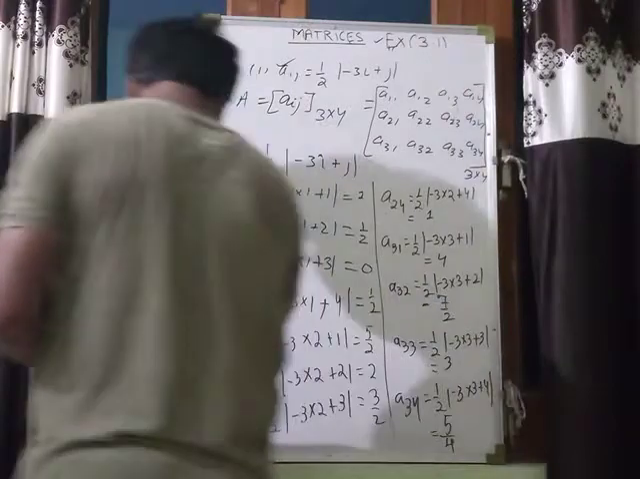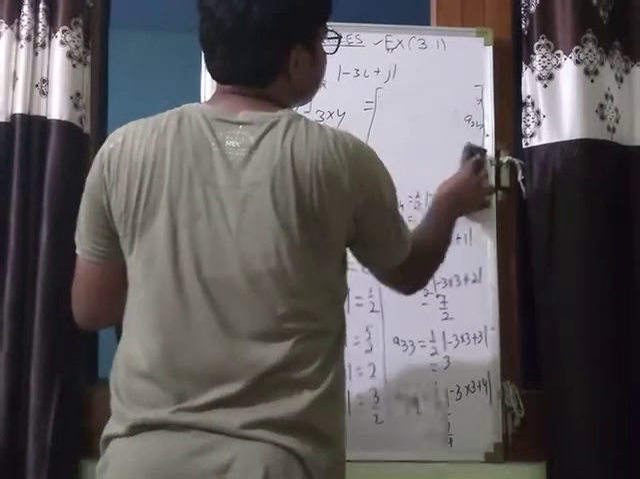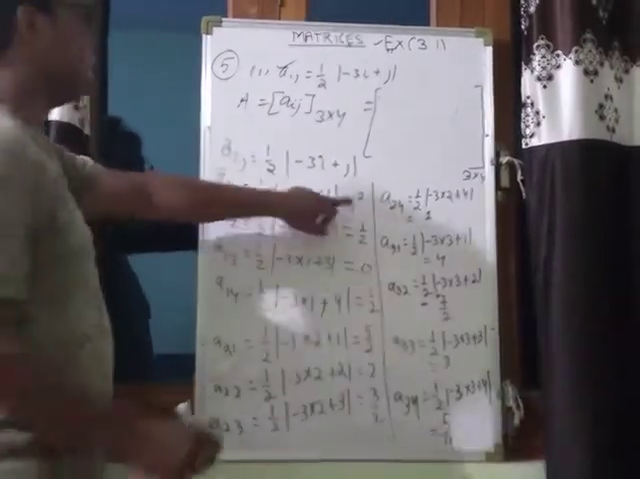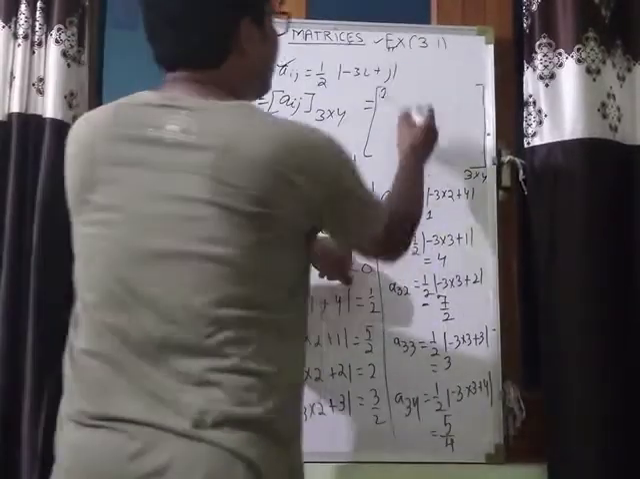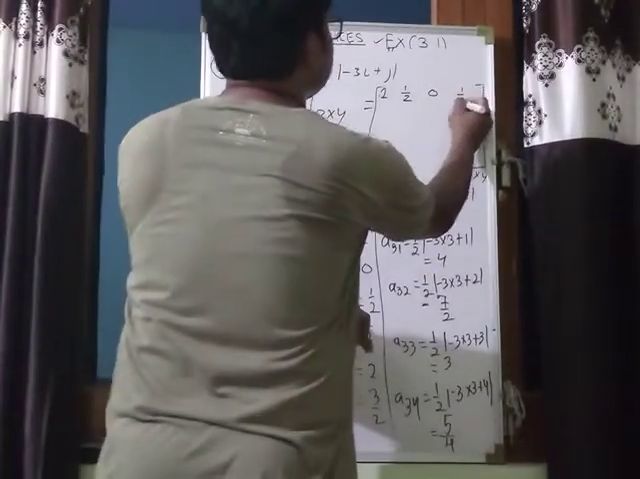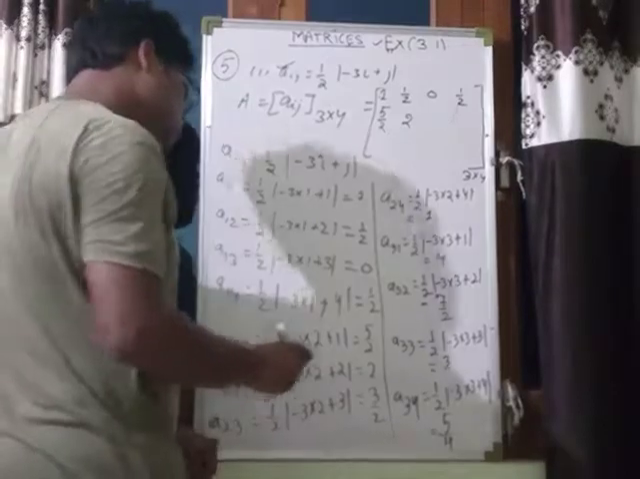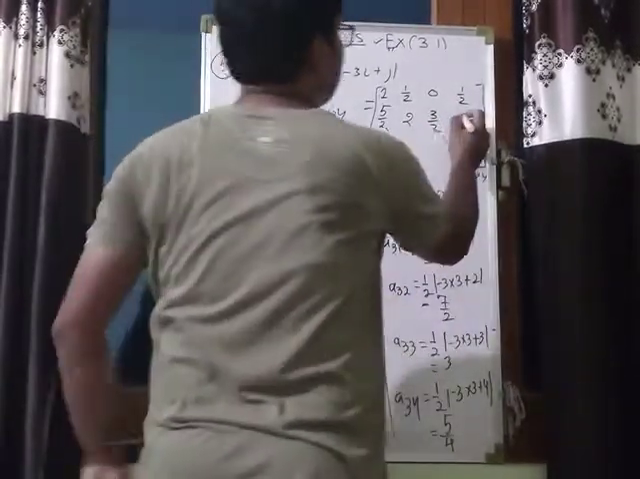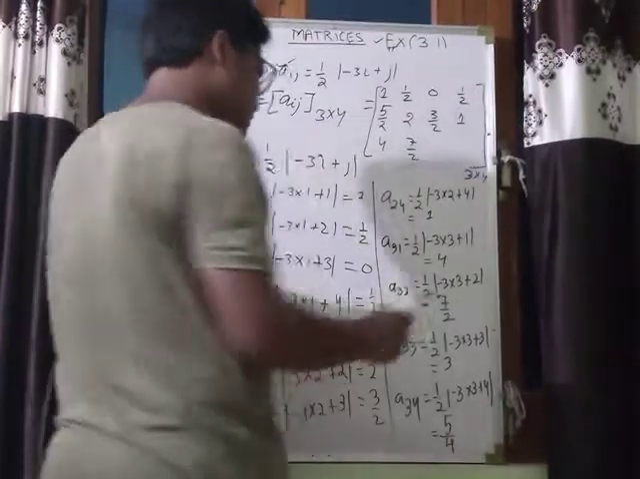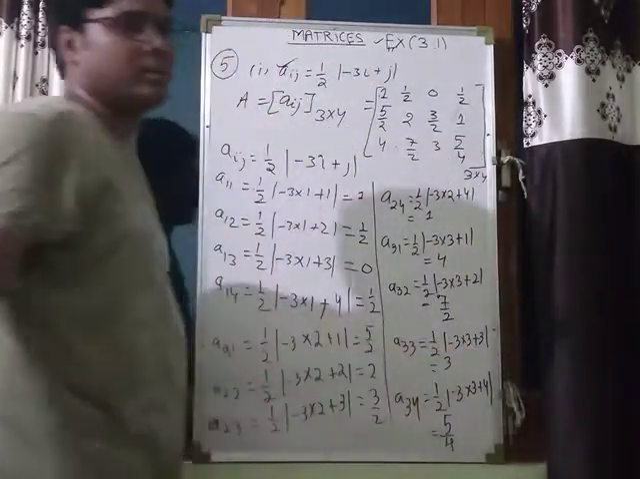Now replace these entries by this one. Our required matrix will be: a11 is 1, a12 is 1 by 2, a13 is 0, a14 is 1 by 2, a21 is 5 by 2, a22 is 2, a23 is 3 by 2, a24 is 1, a31 is 4, a32 is 7 by 2, a33 is 3, and a34 is 5 by 4. That is your required matrix.